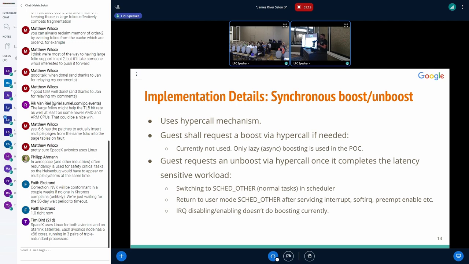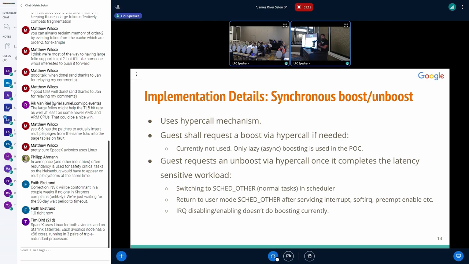And for the unboost, it has to be synchronous because we want to make sure that as soon as we're done running the important stuff, we don't continue running the unimportant stuff as RT or high priority. So that has to be synchronous. Question?